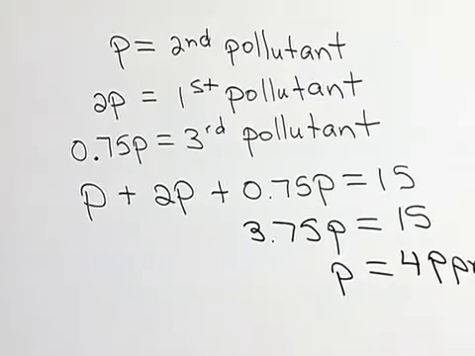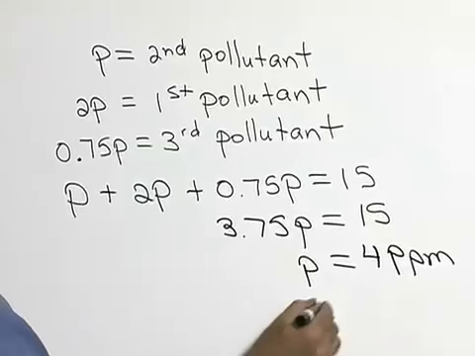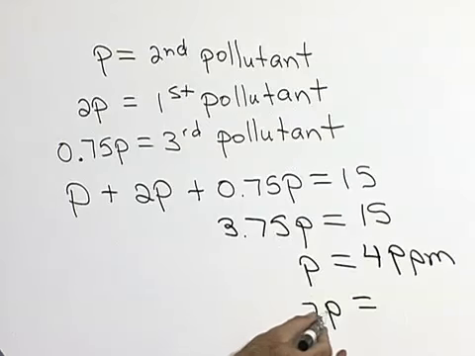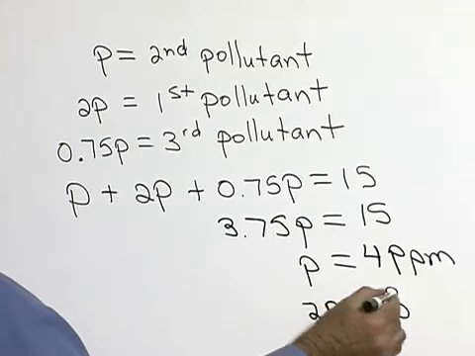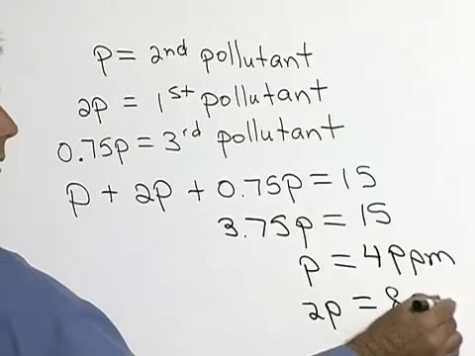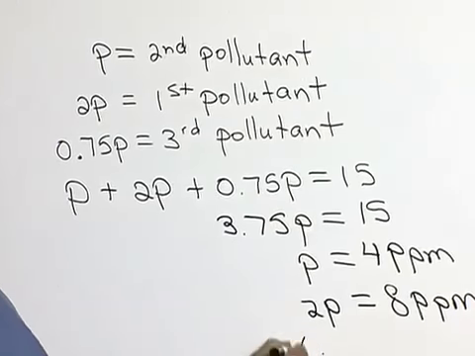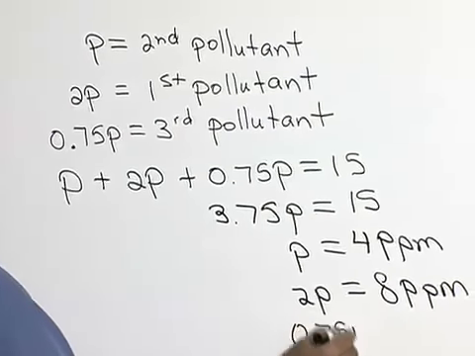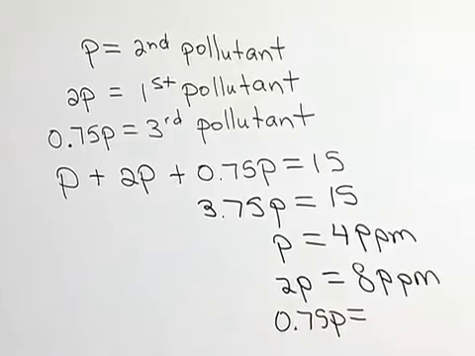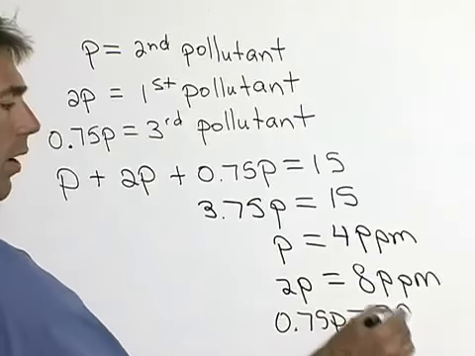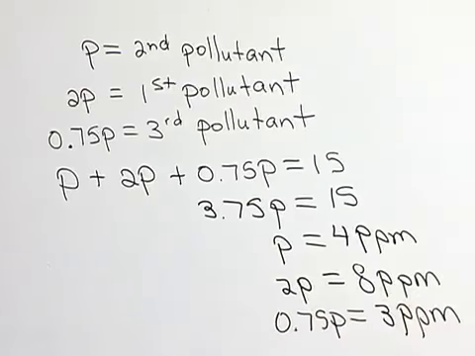So that gives us P. Let's find 2P. Well, 2P will be found by putting 4 in place of P, which will give us 8 parts per million. And finally, let's take 75 hundredths times P, which will give us 3 parts per million. So our three pollutants are 4 parts per million, 8 parts per million, and 3 parts per million.